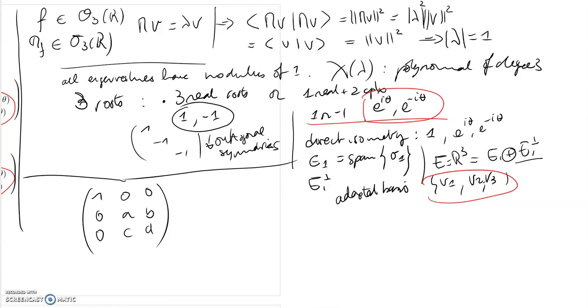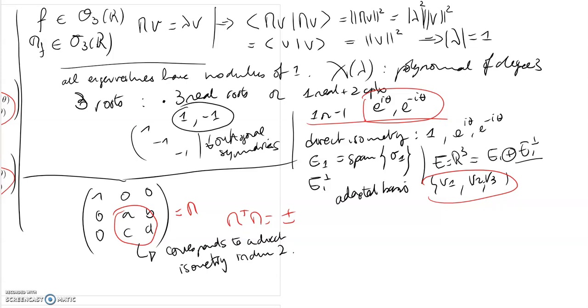If you compute this expression, and call this M, you can find out that M transpose times M is equal to the identity. In order to get M^T M equal to the identity, you will get on that block exactly the same requirements as the ones we found earlier in the previous case. So this part should correspond also to a direct isometry, but in O2, in dimension 2, because I've got only those two vectors.